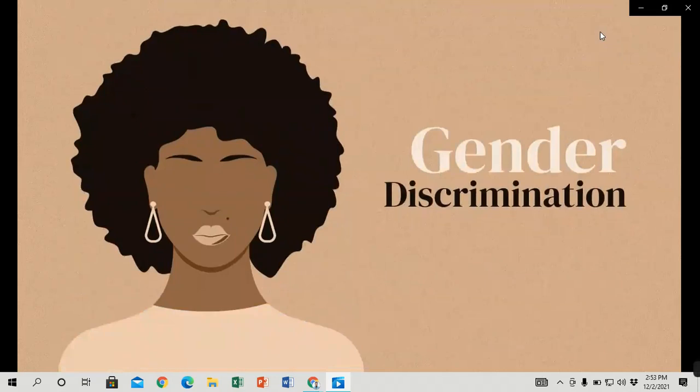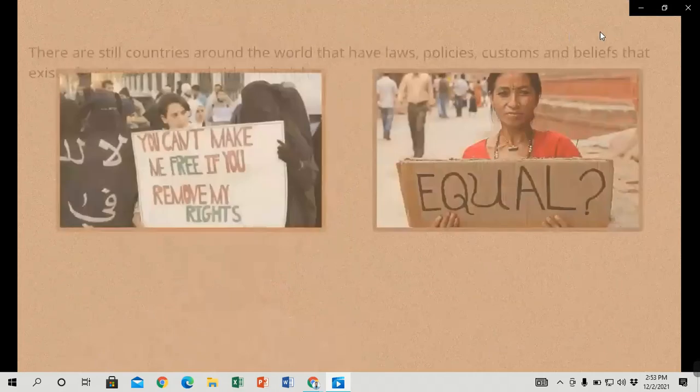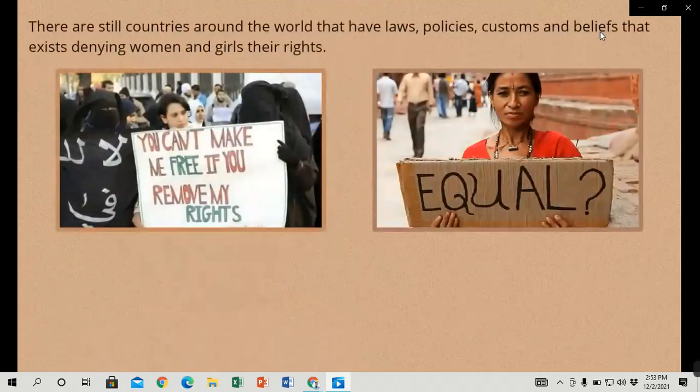So last, we talk about the religious discrimination. Now we would go to gender discrimination. So this can be another type of discrimination. So what is gender discrimination? There are still countries in the world that have laws, policies, customs, and beliefs that exist denying women and girls their rights. So as time progresses, the country and the society also progress.